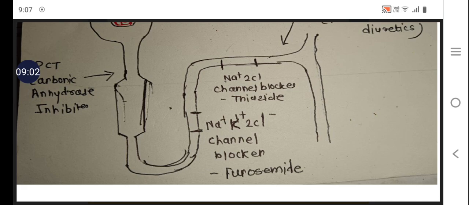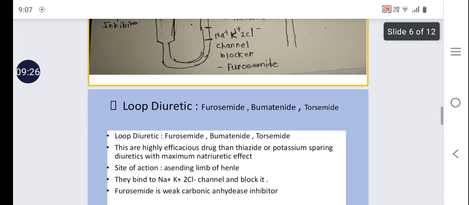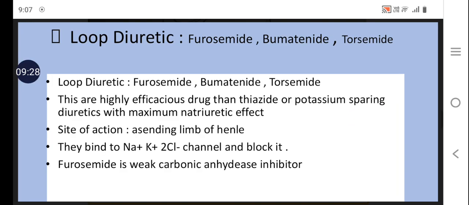That is the phenomenon of natriuresis. Natriuresis means loss of sodium, and natriuresis is always accompanied by diuresis. So these phenomena are related to each other, they are not different. Whenever natriuresis occurs, diuresis also occurs. So this is about the loop diuretic mechanism of action.